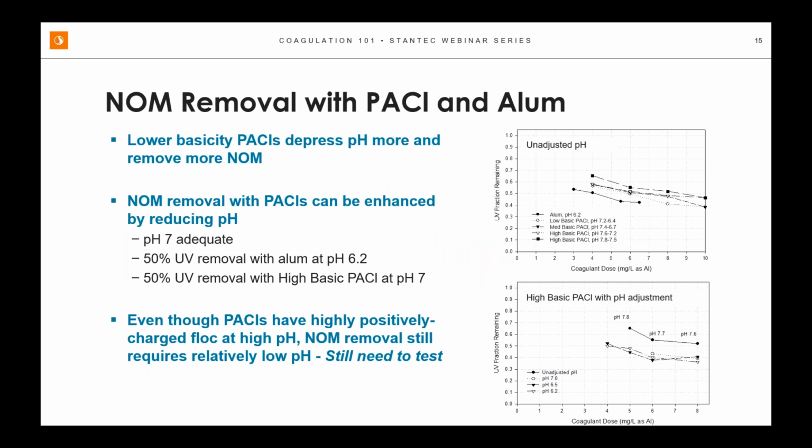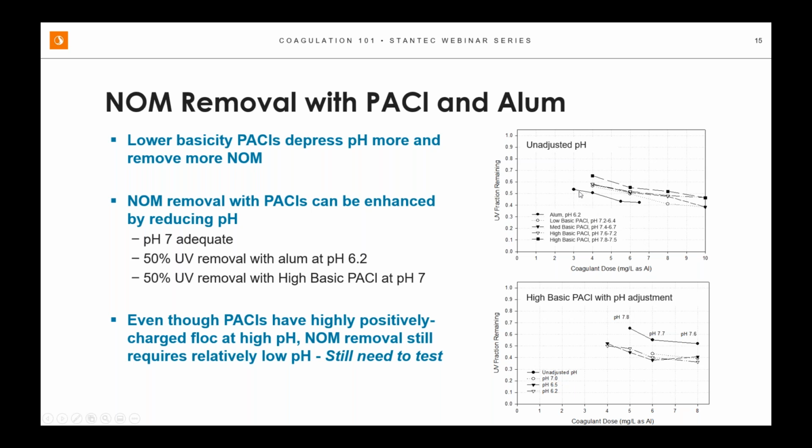So that's the flock charge. Now this is where it gets a little more complicated. We talked about lower basicity polyaluminum chlorides. They depress the pH more, and so we know that lower pH removes more NOM. So if we take a look, what we've got in this first graph is this UV absorbance, the fraction remaining. So the lower down on the graph, the more UV removal we've had, more removal of UV absorbing substances.